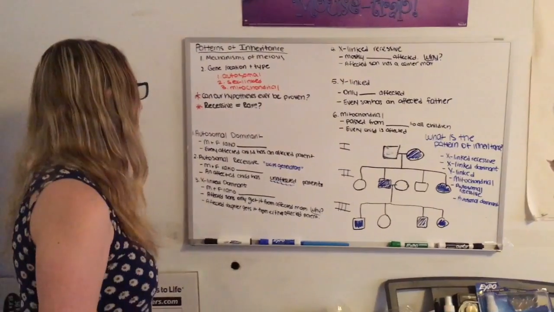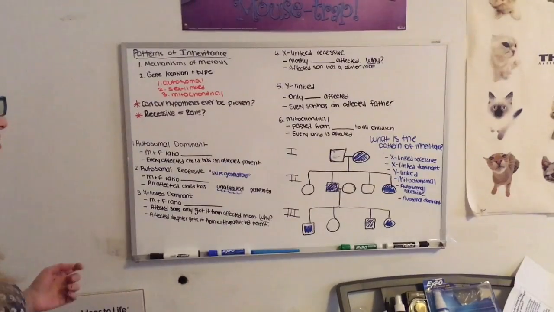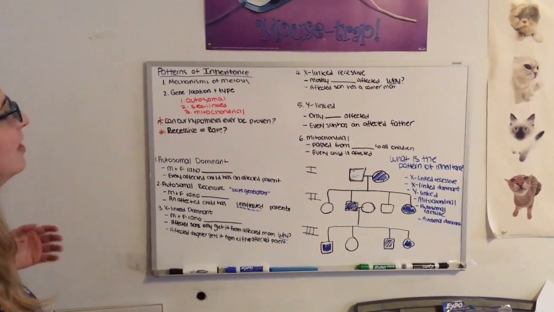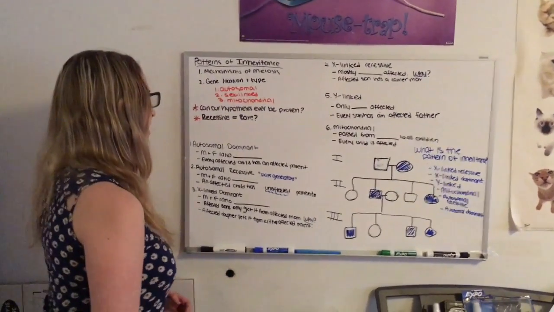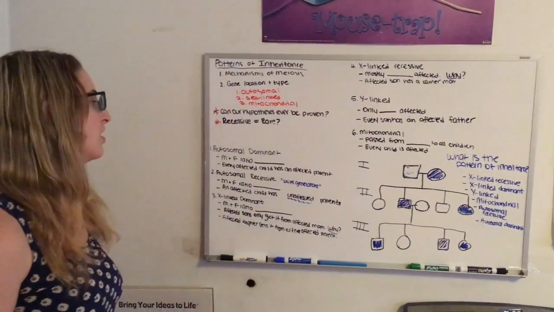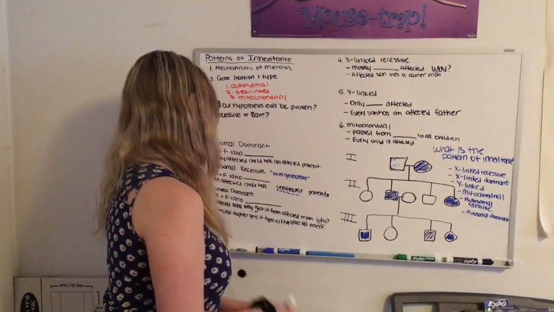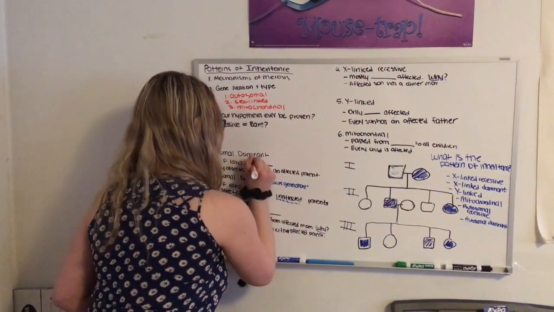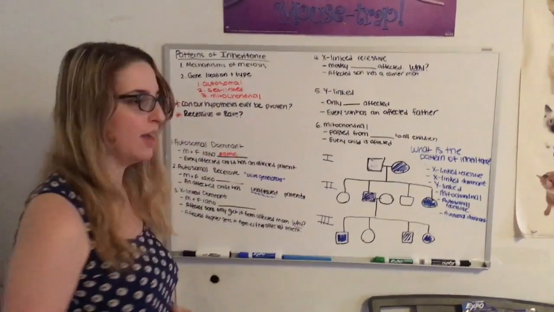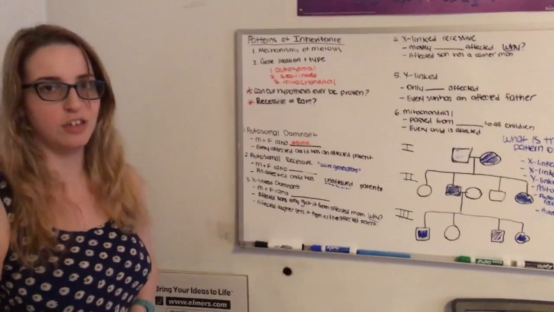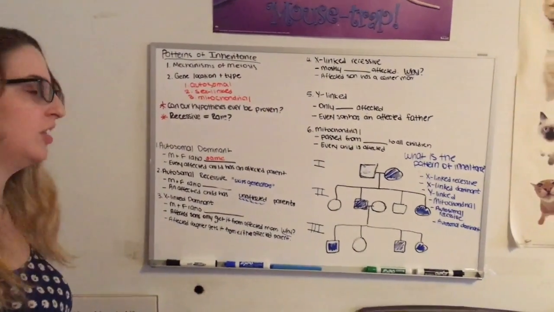Moving on. So there are 6 kinds of patterns of inheritance we see: autosomal dominant, autosomal recessive, X-linked dominant, X-linked recessive, Y-linked, and mitochondrial. Let's get into them. Autosomal dominance, we see that there's an equal ratio of males to females that are affected. Every affected child has an affected parent, which means that if we look through the generations, the trait doesn't skip generations.